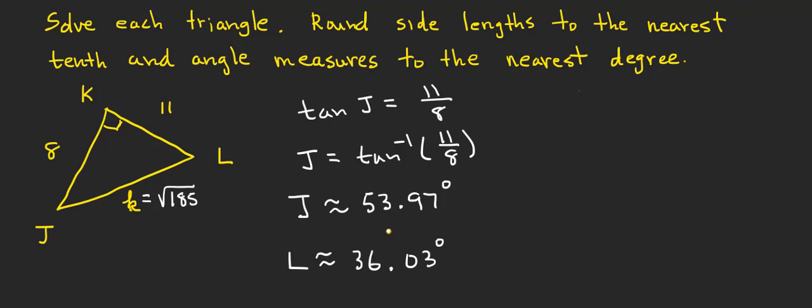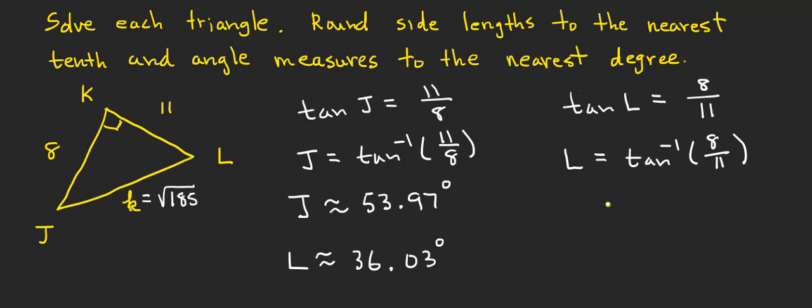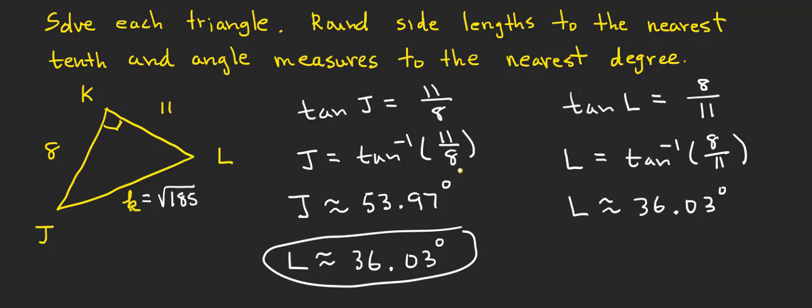Now, another way of finding angle L is using tangent. Think about it. What's opposite of angle L? 8. And adjacent is 11. So tangent of angle L is opposite 8 over 11. So now you do inverse tangent. L is going to be inverse tangent of 8 over 11, which is approximately 36.03 as well. So now we found all the missing components. So we solved the triangle.